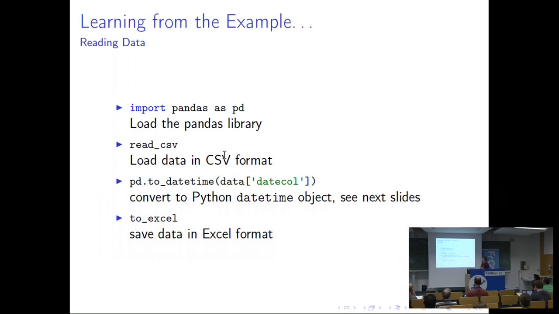Okay, learning from the example, what have we just seen? We load the pandas library, we load the data in CSV format, we convert it to the Python datetime object, see also the next slides, and we save the data in Excel format again.